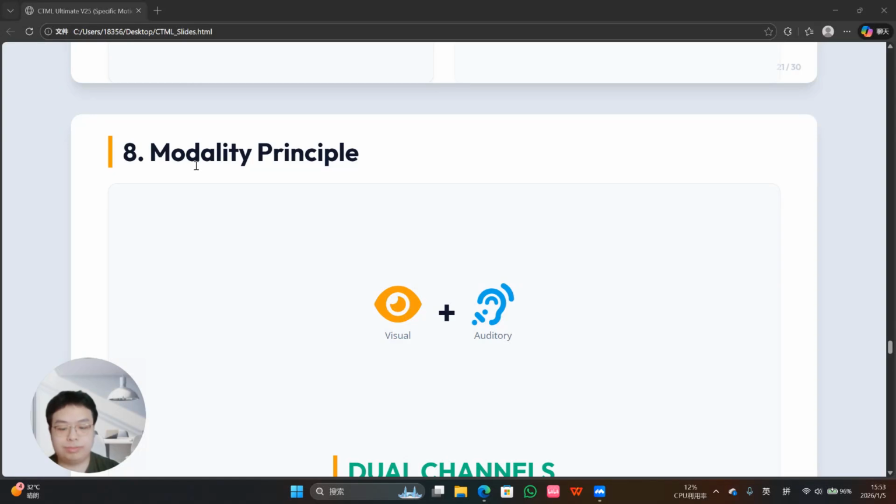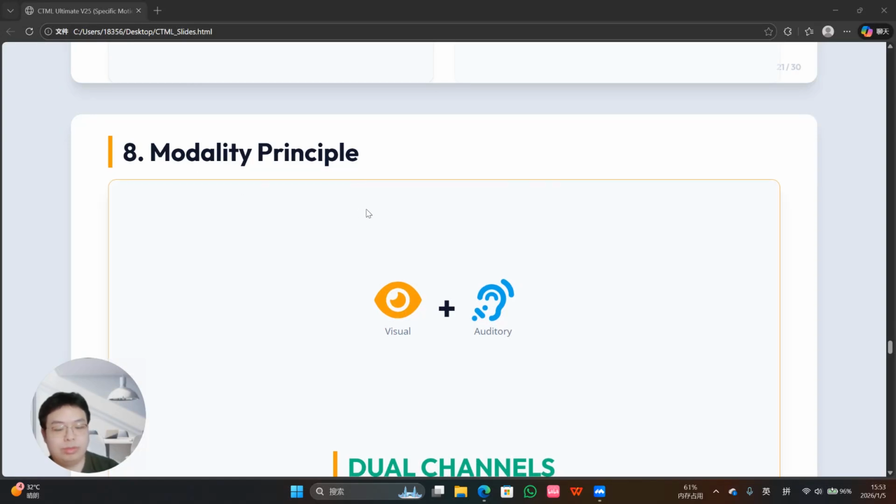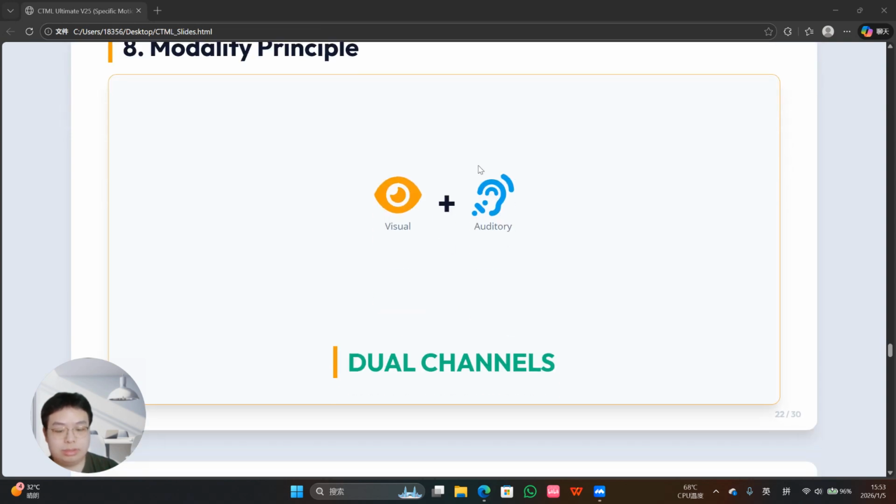And the next one is modality principle. This is crucial. When you have complex visuals, use spoken narration instead of on-screen text. This achieves eyes on diagram, ears on voice, perfectly utilizing the dual channels.